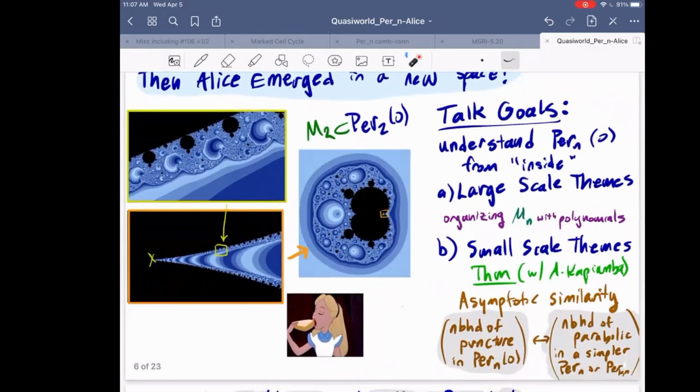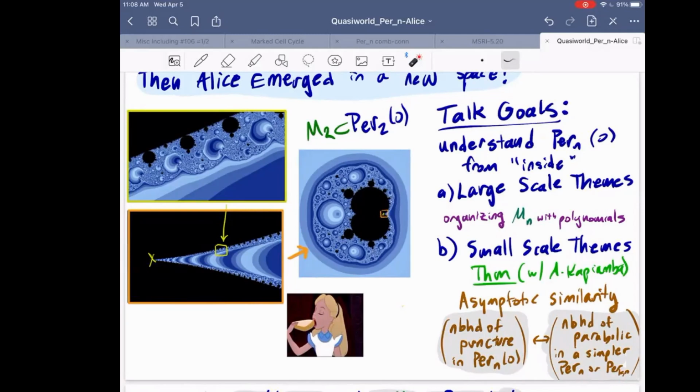So I can tell you now the goals of the talk. I want to introduce you to Per_n(0) and show you the structure from the inside. There are two particular things that I would like to show you. The first is large-scale themes that relate to how to organize the non-escaping set and the global variety itself by using the combinatorics of polynomials. And also how this relates to themes like connectivity, and modeling our mating locus, or modeling our non-escaping set.